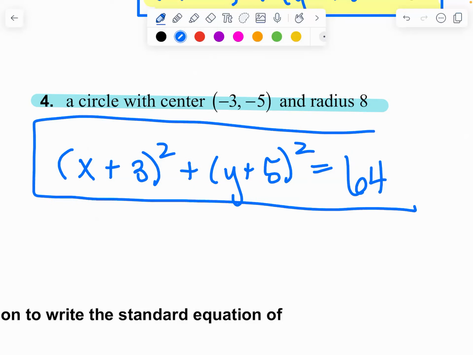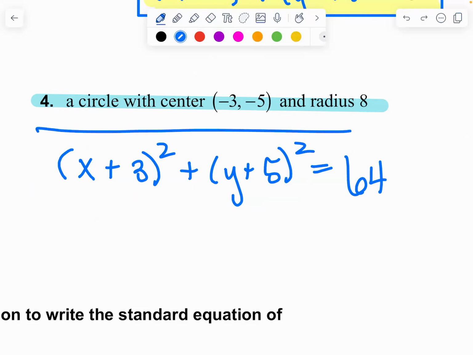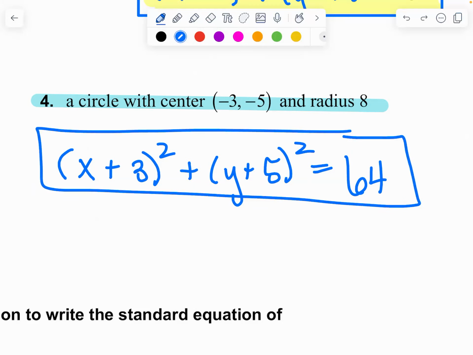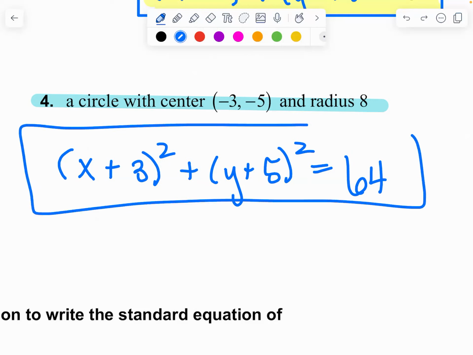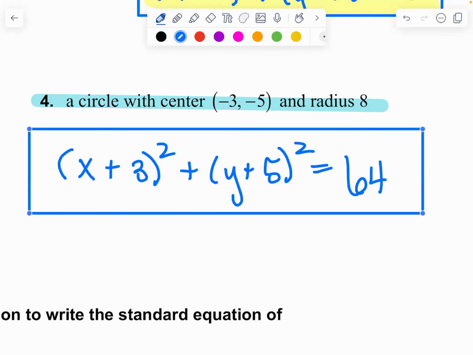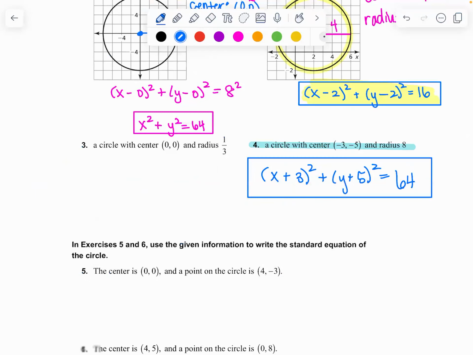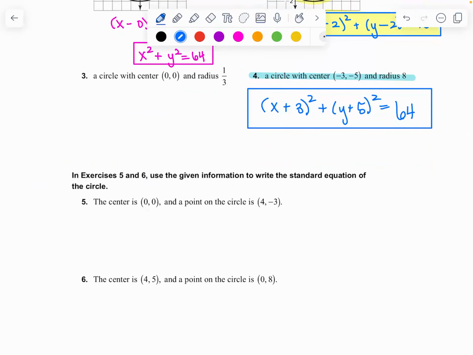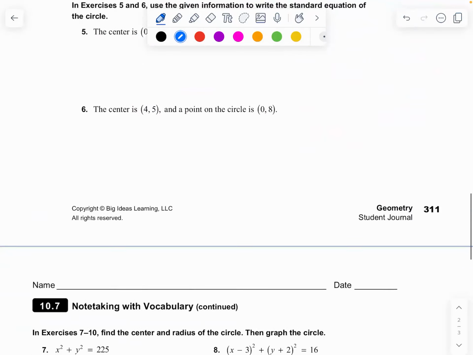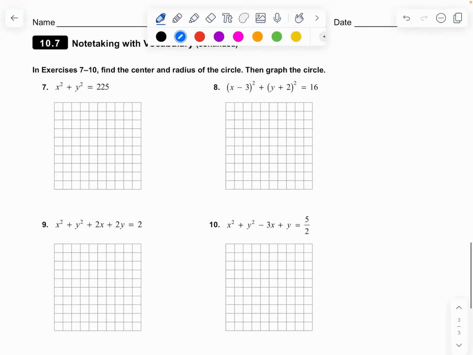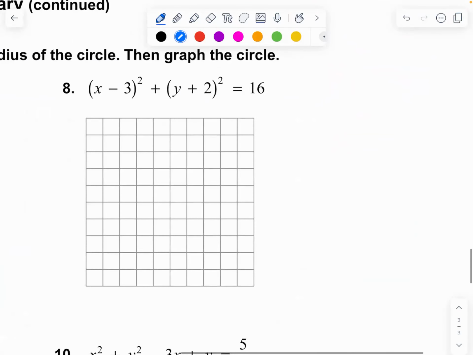I knew this one was going to make us think a little bit because of those negatives. And just don't forget that r is squared. There we go. All right, now let's graph.